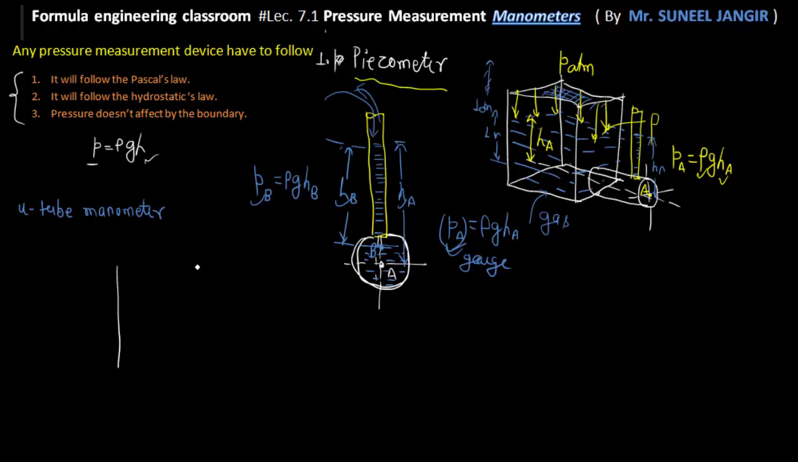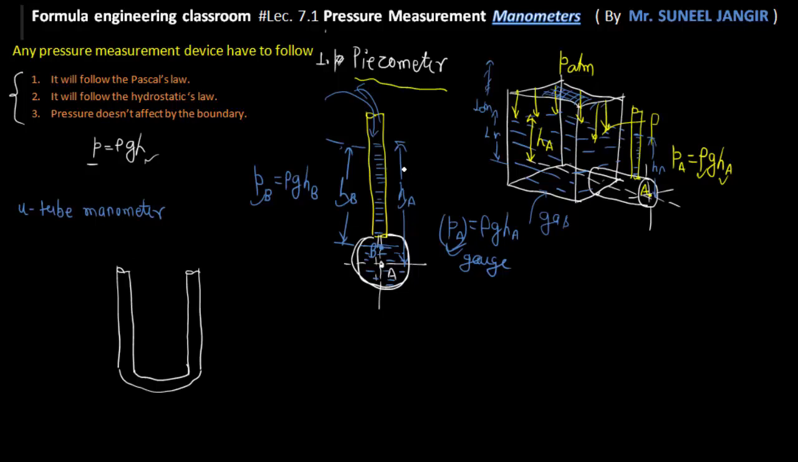So it looks like this. This is a transparent glass tube bent in U shape. Okay. And initially we are saying that both the ends are open to atmosphere.